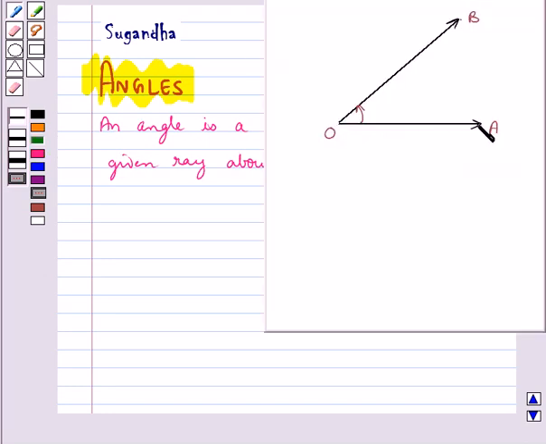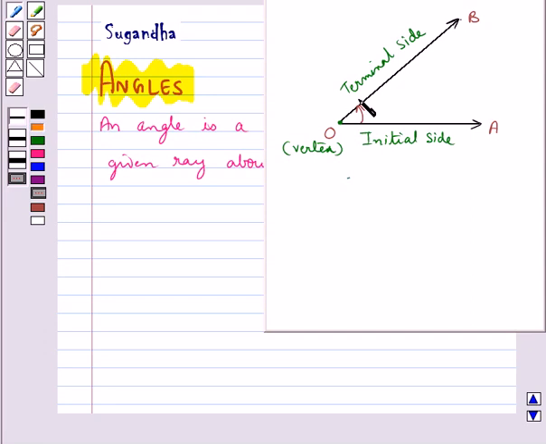This OA is the original ray, which is called the initial side, and after rotation we get the final position of the ray, which is OB. This is called the terminal side, and the point of rotation, which is O here, is called the vertex.